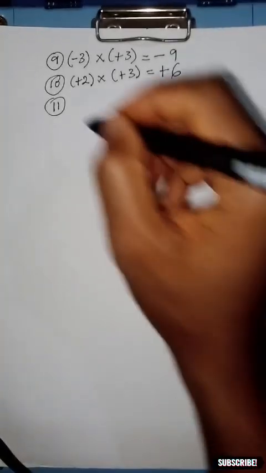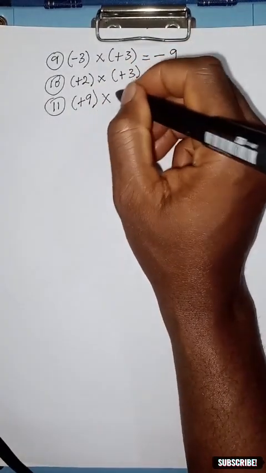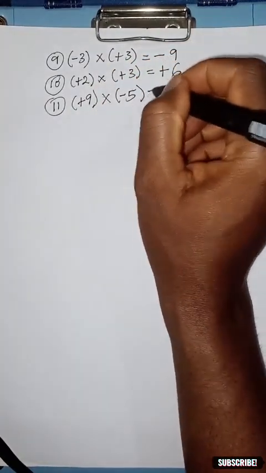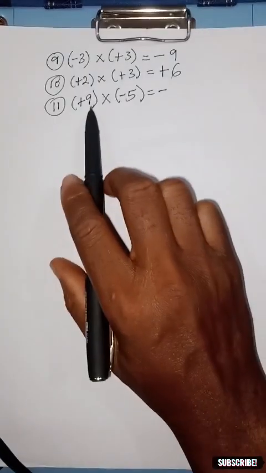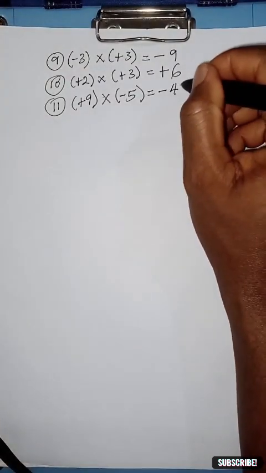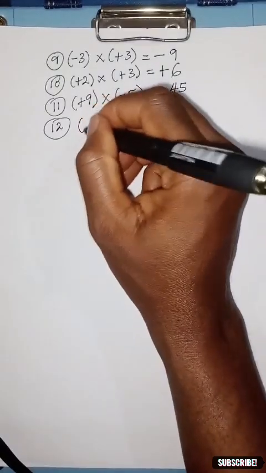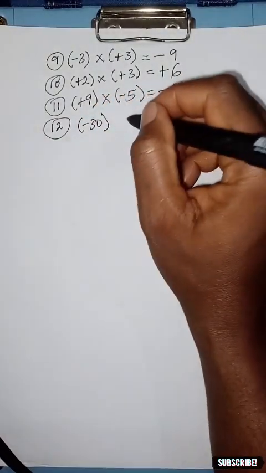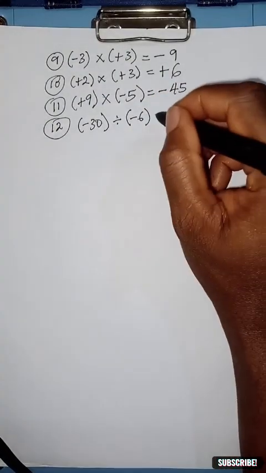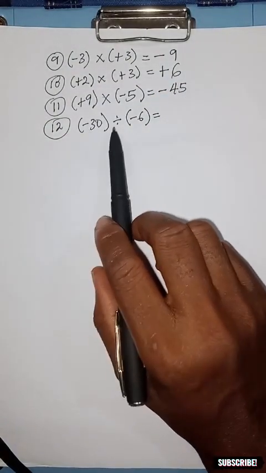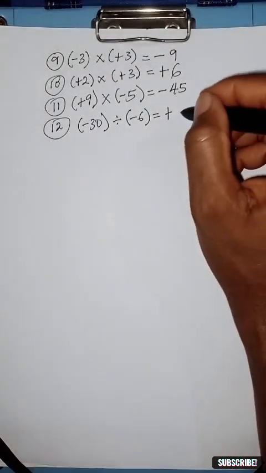Number 11, plus 9 times minus 5. Plus times minus, it's minus. 9 times 5, it's 45. Number 12, minus 30 divide minus 6. That's minus divide minus, it's plus. 30 divided 6, it's 5.